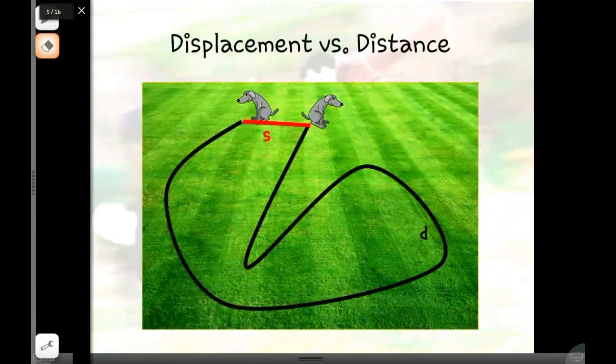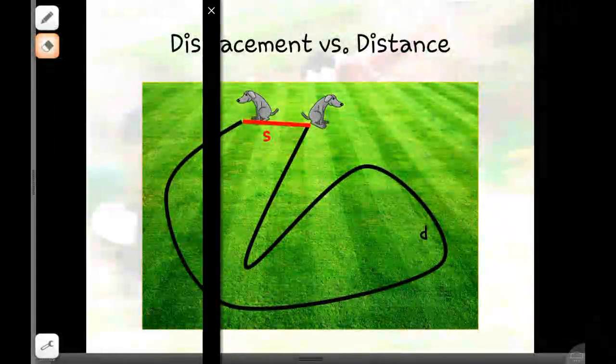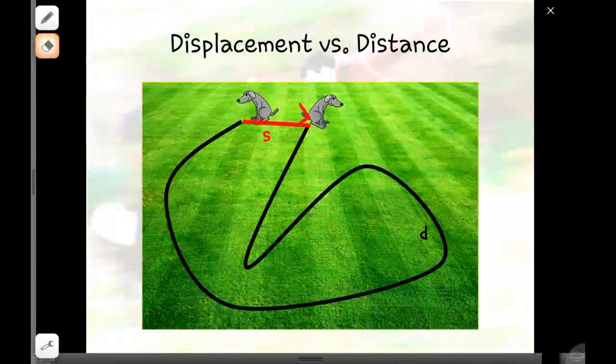So here I have an example of a dog, and I watched this dog scoot its butt across the yard. It started here on the left, and then it followed the black path all the way down and around. For some reason my PowerPoint cut off the arrow, so you see this little red line there. This red line represents the displacement. It starts at the dog's initial position and points to the dog's final position. So the black path is the distance the dog traveled if I were to measure it with a meter stick, and the red s, if I were to measure that with a meter stick, would be its displacement.